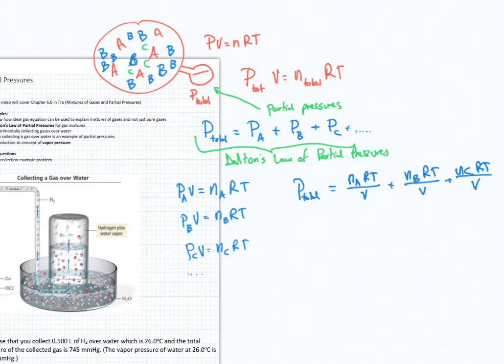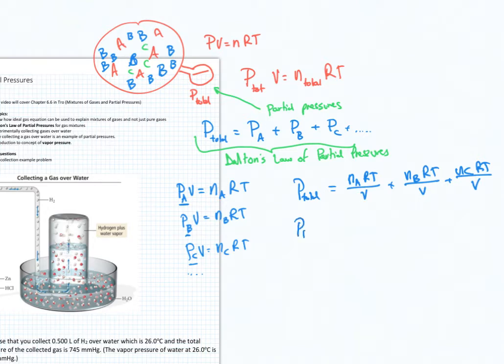In other words, for each individual gas, we could rearrange this equation and solve for the partial pressure, and then we could plug that partial pressure back into Dalton's law of partial pressures. We end up getting an equation that looks sort of like this. Again, if we had more gases, we would have more terms. Now, if you look at this equation carefully, you notice RT over V is common for every single one of these equations.